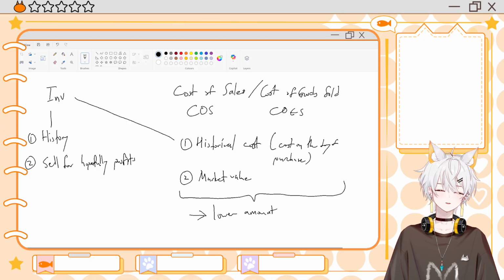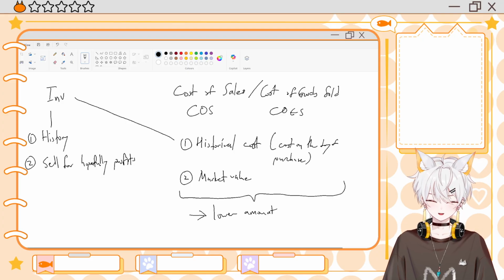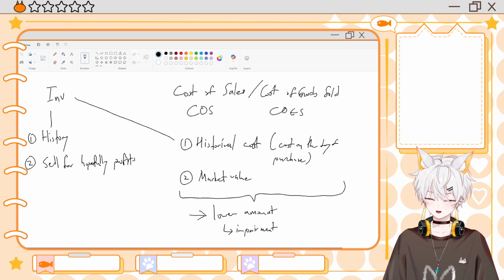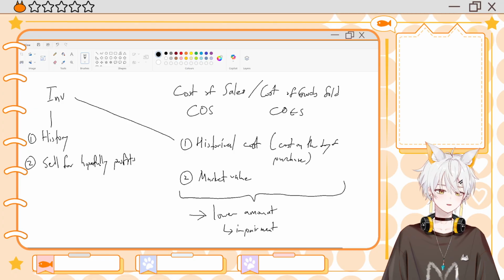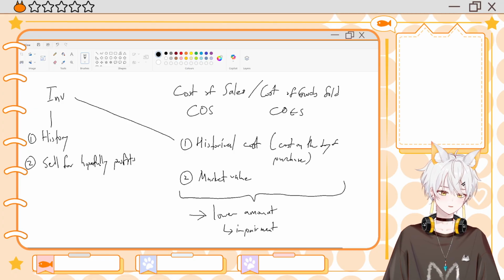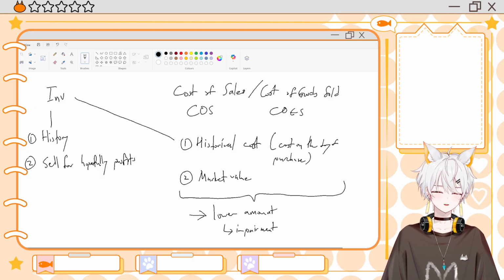And if the market value is lower than historical cost, you have something called impairment. Meaning that your goods no longer can sell for what you bought them for, meaning that you have essentially made a loss, even though you haven't realized the loss yet.